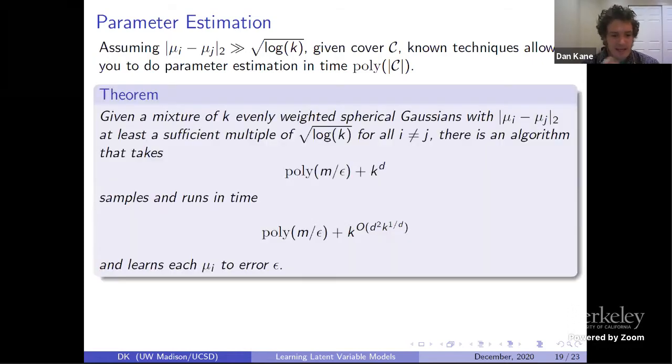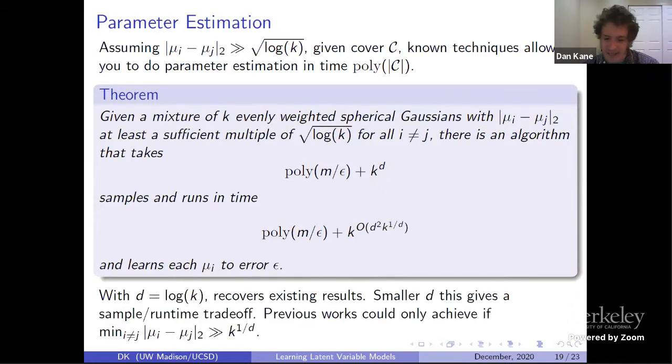And so the theorem is, given a mixture of k evenly weighted spherical Gaussians, where we've got this separation of square root log k, there's an algorithm that takes poly m over k plus k to the d samples. This allows us to compute the first d moments, and then runs in time poly m over epsilon plus k to the O of d times k to the 1 over d, and learns each of the mu i's to error epsilon. Now, what's the point here? If we set d equal to log k, this basically recovers the previous results, that in quasi-polynomial time and samples, learns the means to error epsilon.